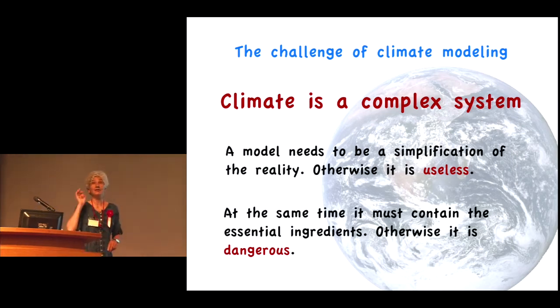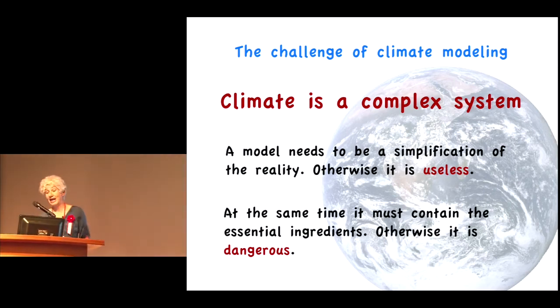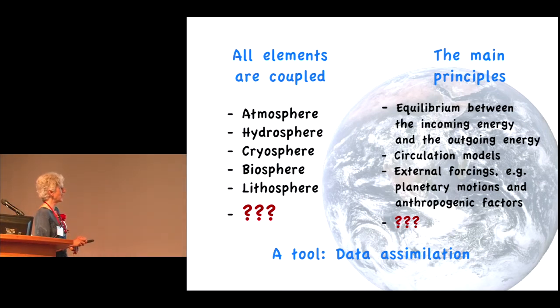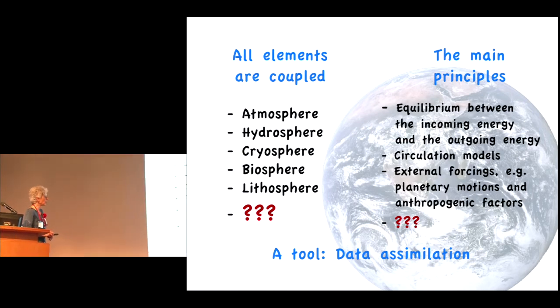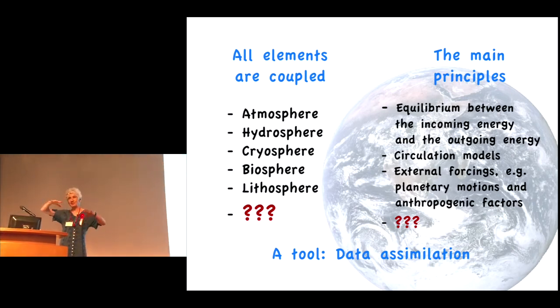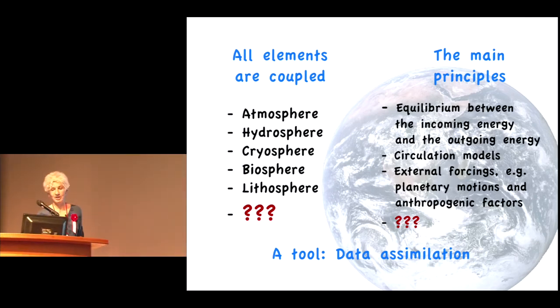At the same time, you must be sure that you put in the essential ingredients, because if you have forgotten something that's essential, then you have a model, but it's not connected to reality. So this is a big challenge for the scientist. All elements are coupled. You have the atmosphere, water, ice, life, soil, and then you have some equilibrium between the heat that the Earth receives and the heat that it radiates. I won't go into the details.